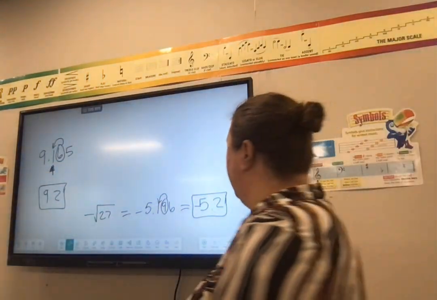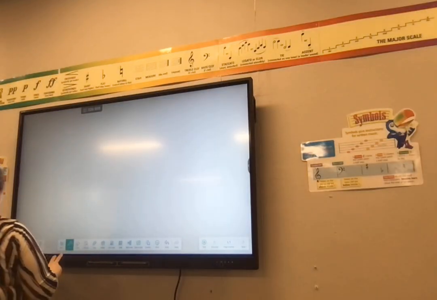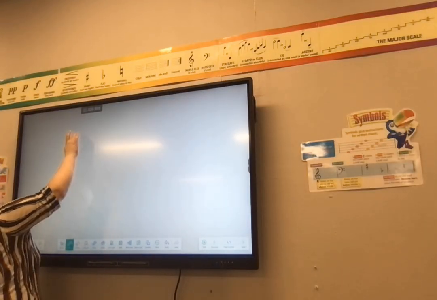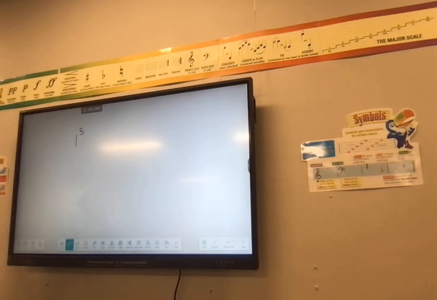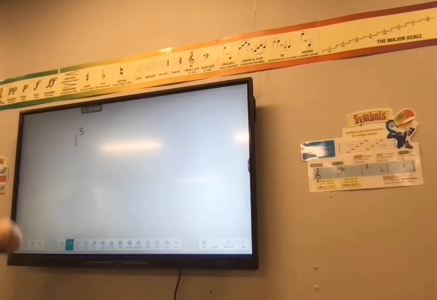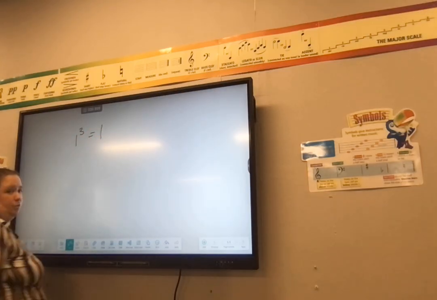All right, when I think of perfect cubes, it's any integer to the power of 3. So you should think 3 when you hear the word cube. What is 1 cubed? Still 1, because it's 1 times 1 times 1.